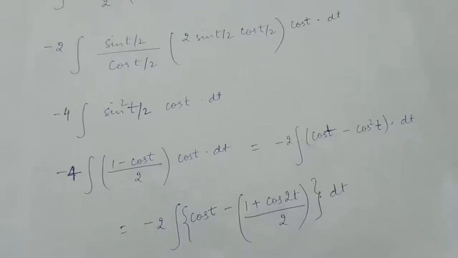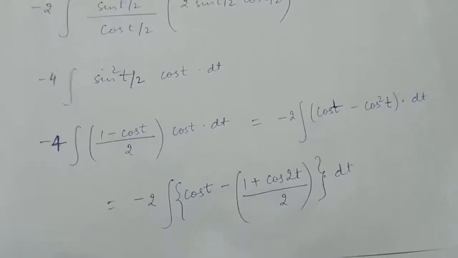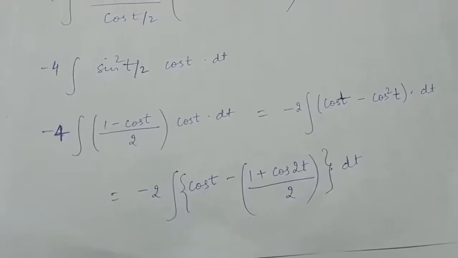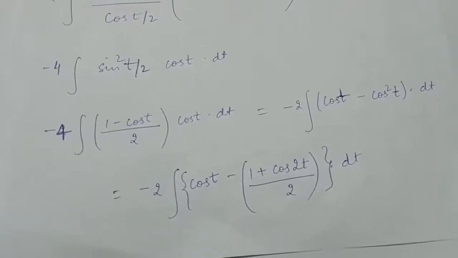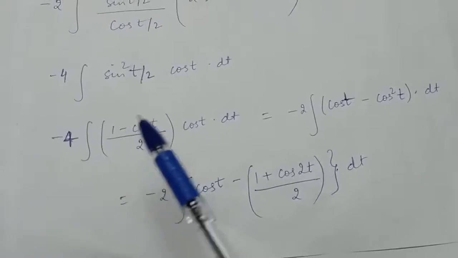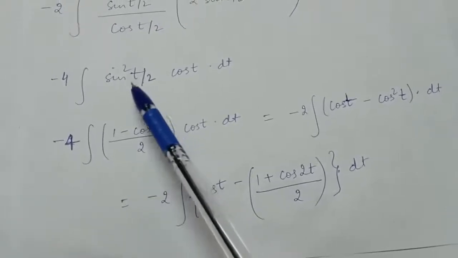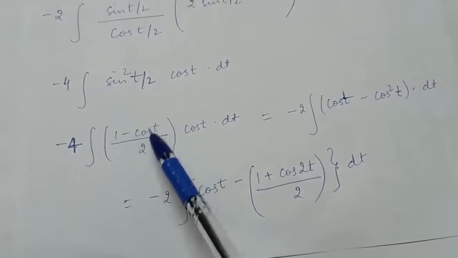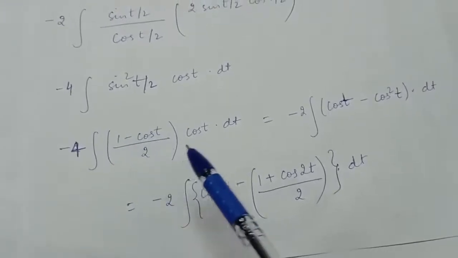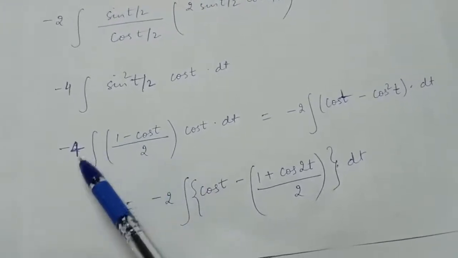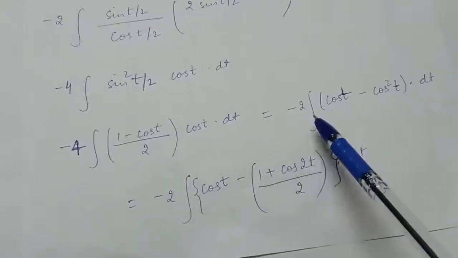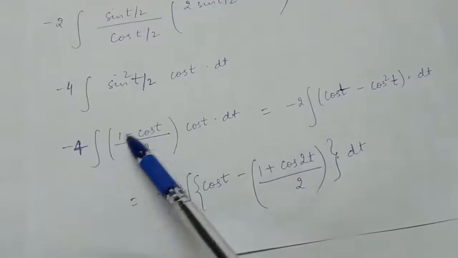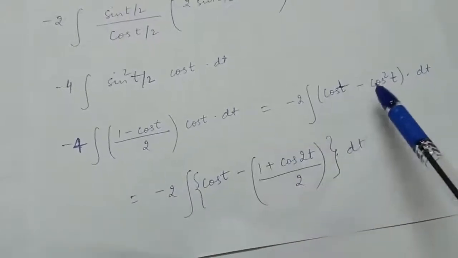Now this sin square t by 2 can be written as 1 minus cos t by 2 into cos t, right? This is the formula. 1 minus cos t is 2 sin square t by 2. So this will be 1 minus cos t by 2. Now cancel out this 2 and 4. You will get minus 2 into integral of cos t minus cos square t.